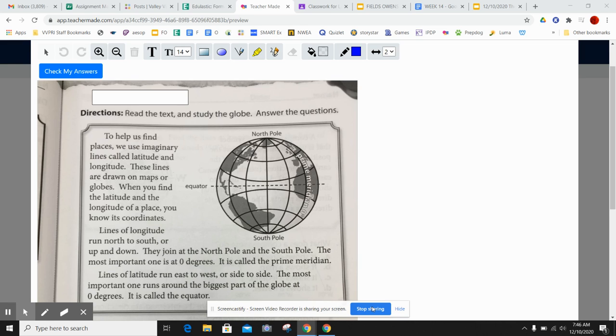Hey guys, I just wanted to go over the geography assignment 3 that we had yesterday. There was a small issue with it, so I'm going to go over that as well at the end.